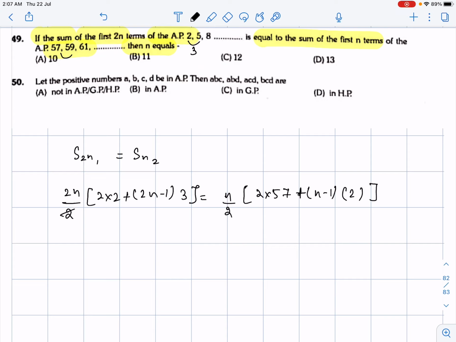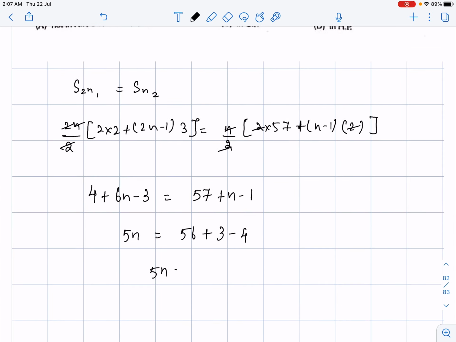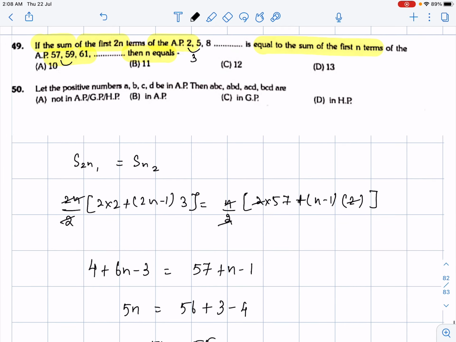Great. Now 2 and 2 will be gone, n and n will be gone, so we are going to have 4 plus 6n minus 3 is equal to 57 plus n minus 1, because this 2 will be cancelling this 2 inside. So what will be becoming? 5n is equal to 56 plus 3 minus 4, that is 5n is equal to 55, or n is equal to 11. So option B will be the right answer for this question.